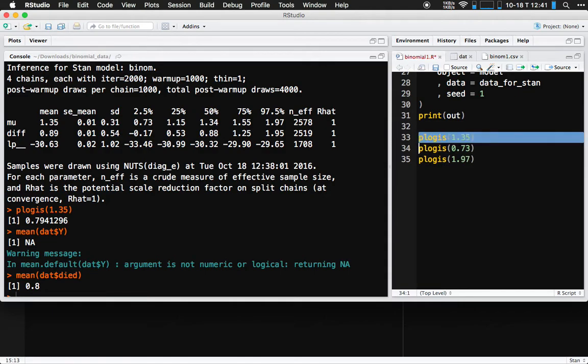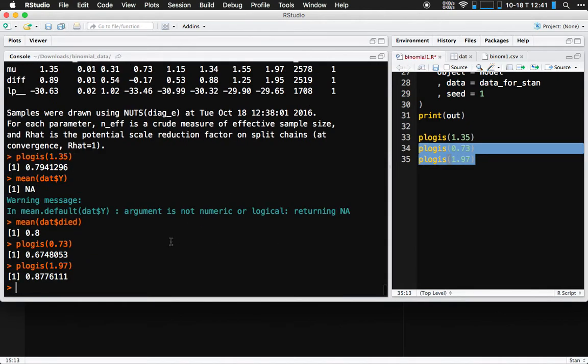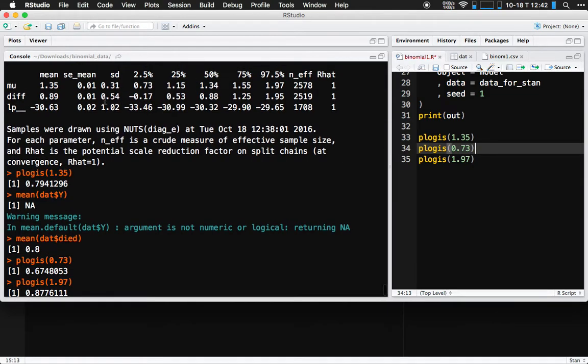So I'll run off, well, we already did the 1.35. The 95% credible interval on where the groups are, regardless of their group label, just the general outcome of death, was from 0.67 to 0.88. So you could report that. Now, the thing that you're most interested in is whether the groups differed.